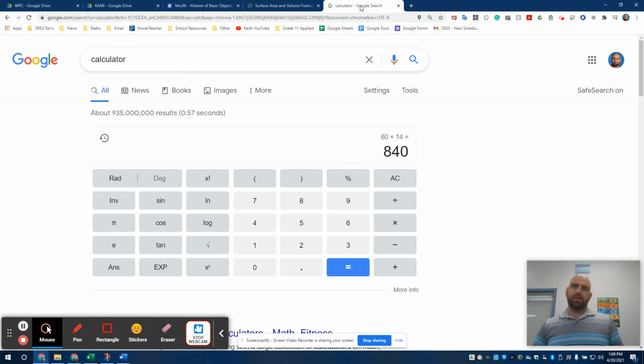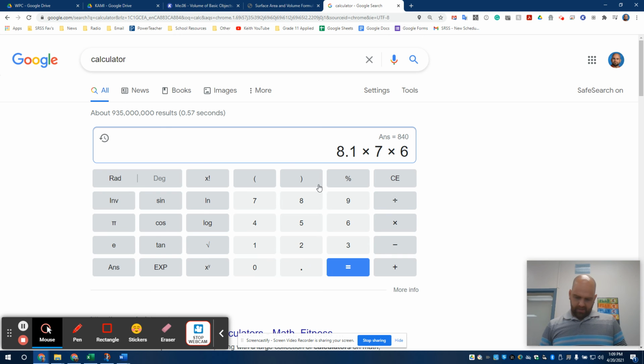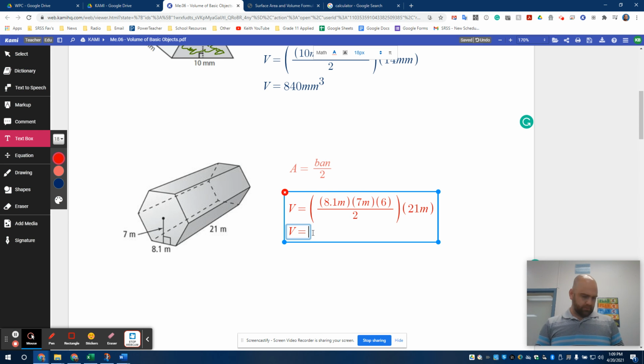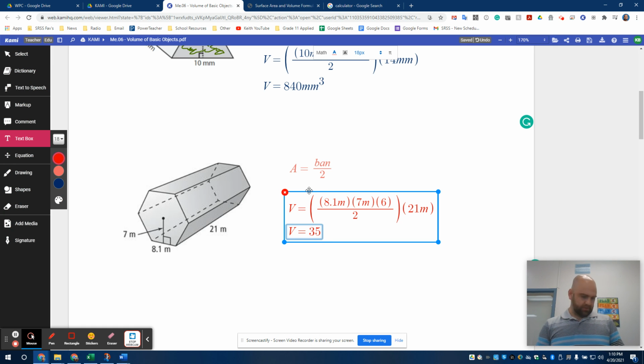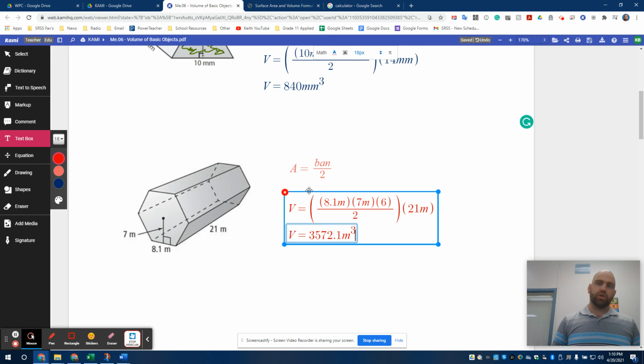And our volume is, let's see if I can get all these numbers here, 8.1 times 7 times 6 divided by 2, and we're going to multiply that all by 21, and that's 3,572.1. Our units are meters cubed. So meters cubed is our value. That would give us our volume.